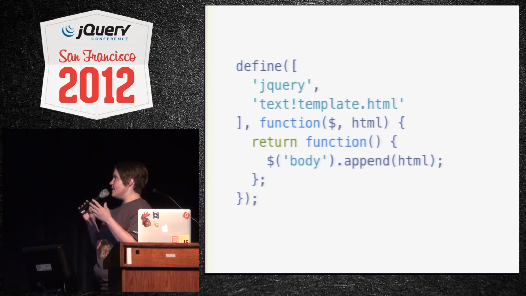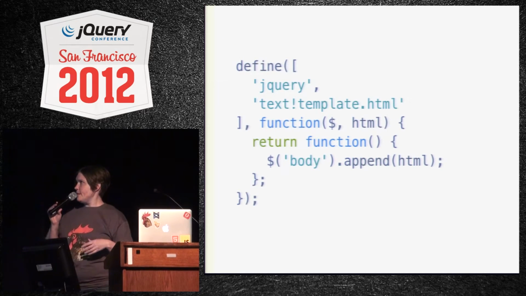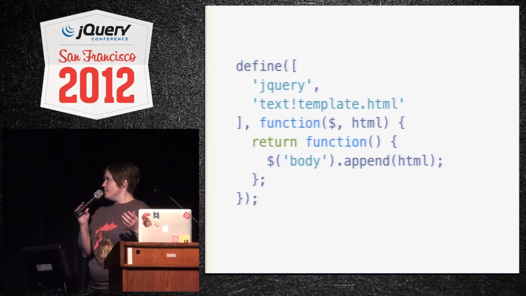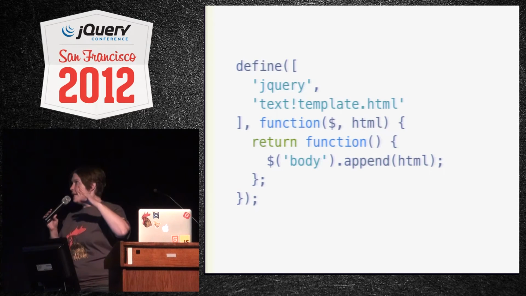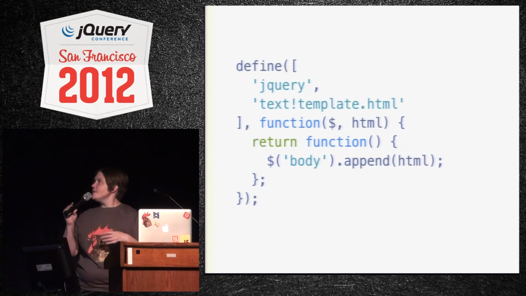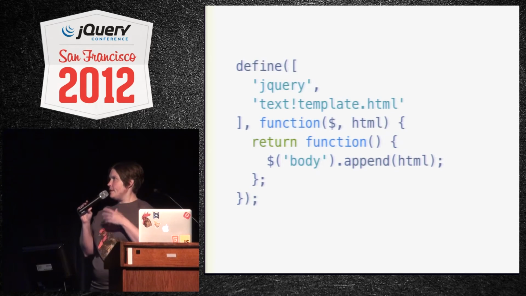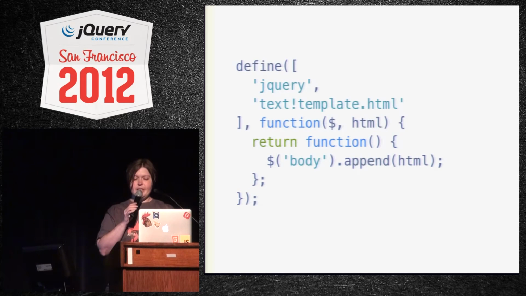So Require.js lets you write little modules like this. So this says, I need jQuery, I need this text template HTML, and I'm going to return a function. So I'm defining a module, and my module's definition is this function that gets returned. So return a function that places that HTML in the body. Not a very exciting thing.